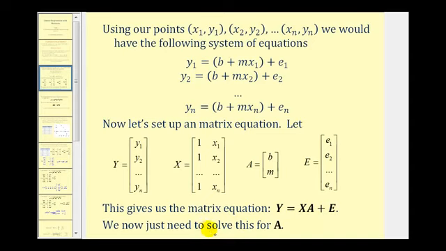Our goal is to solve this equation for A, but before we do this, let's see why these 1s here are necessary. If we were to start multiplying matrix X and matrix A, row 1 times column 1, 1 times b gives us b, our y-intercept, and x sub 1 times m gives us the slope times the variable x. So this 1 is what gives us the y-intercept in each of these linear equations.